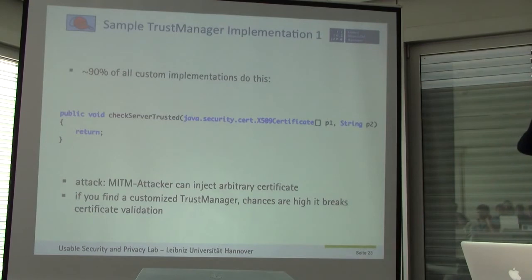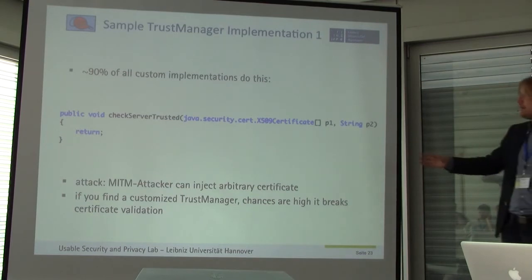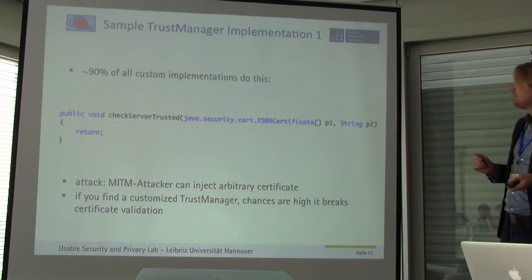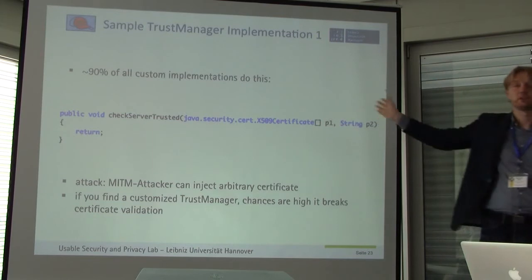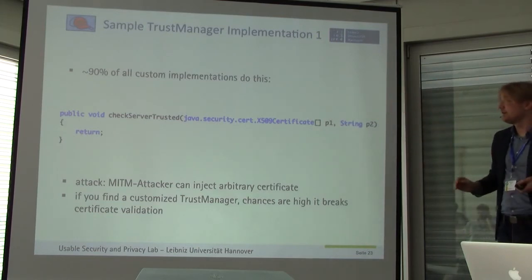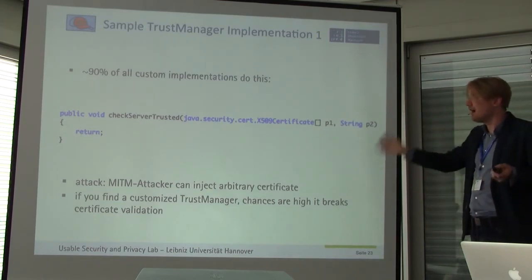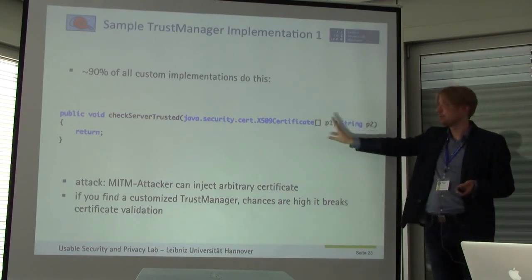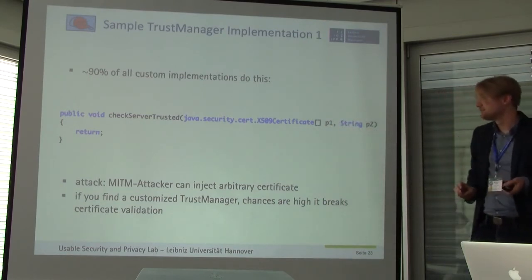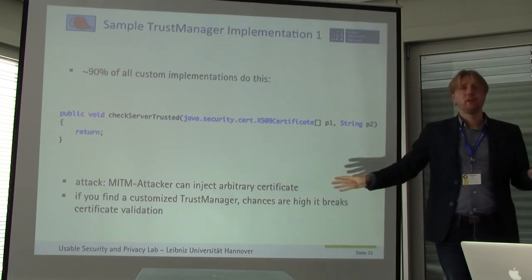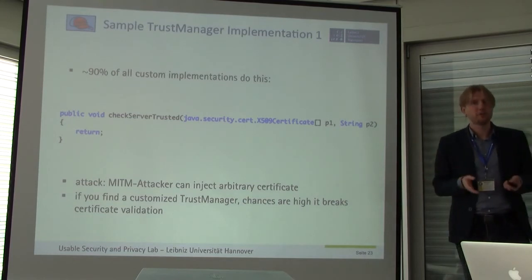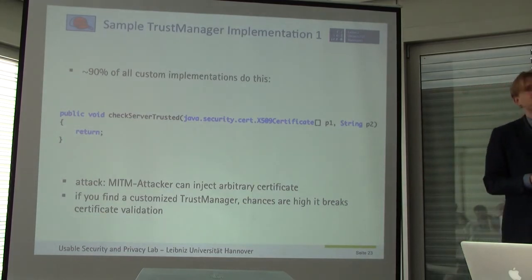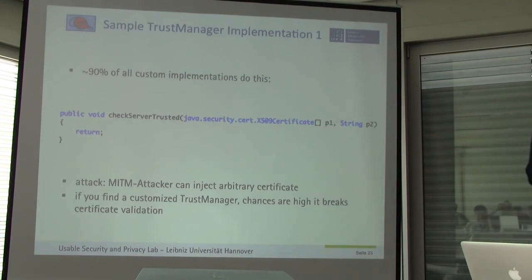So just to give you an idea what these things look like. In the check server is trusted method, in 90% of the cases we found it just says return true, or it just returns without doing anything. So a man-in-the-middle attacker can inject an arbitrary certificate because there are no checks whatsoever. The method just returns. All in all, if you're analyzing an app for a customer and you find a custom trust manager, odds are it's breaking SSL. So that's one very simple thing to track, even if you don't use our tool. If you see one of those, it's probably not a good thing.